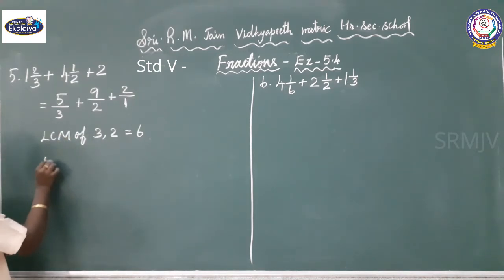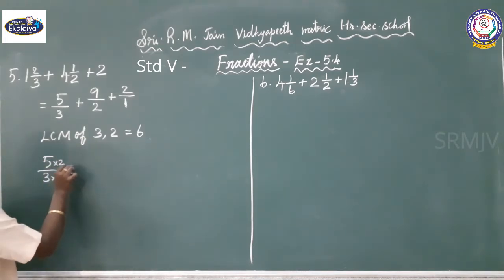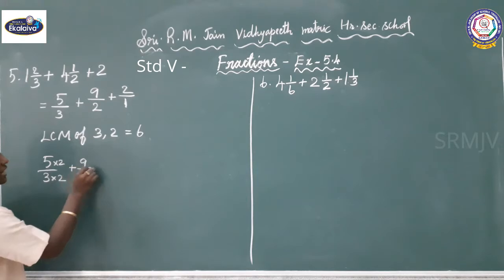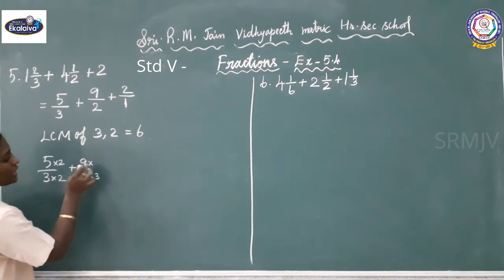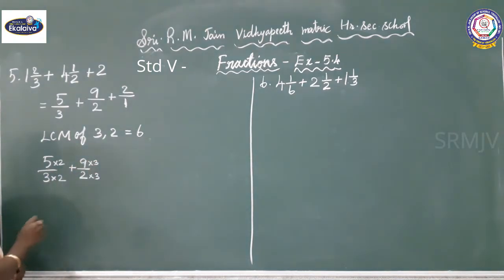The first fraction is 5 by 3. In the 3 table, when will you get 6? 3 2s are 6. So we have to multiply the numerator by the same number. Then the next fraction is 9 by 2. Here, in the 2 table, when will you get 6? 2 3s are 6. So we have to multiply the numerator by the same number.